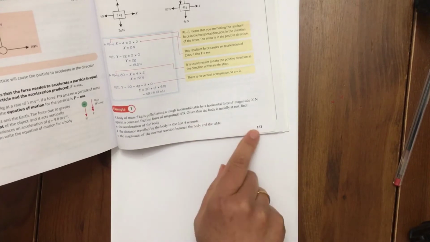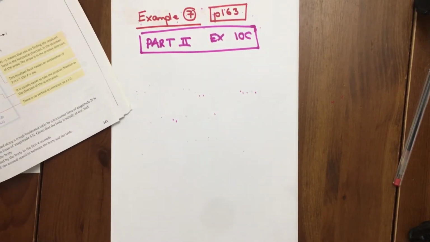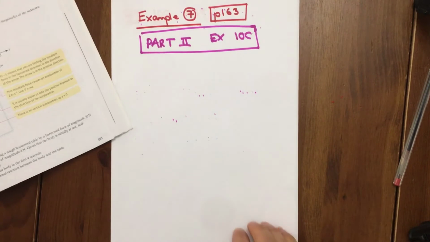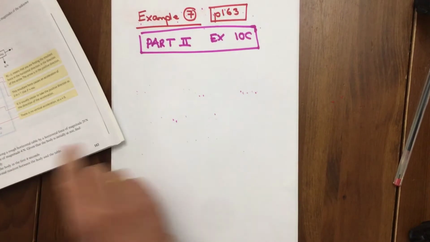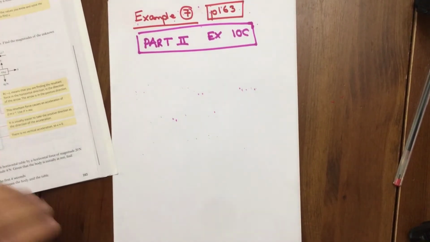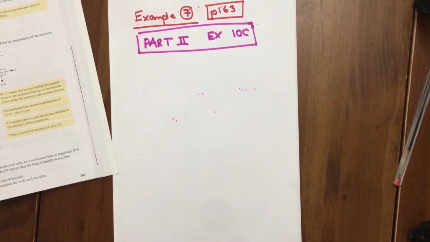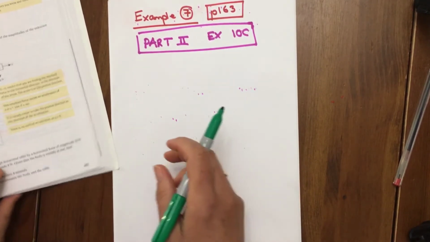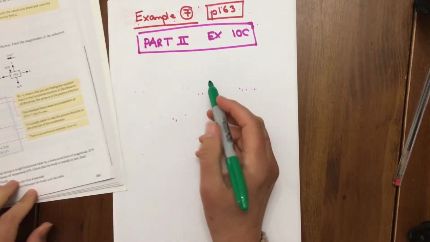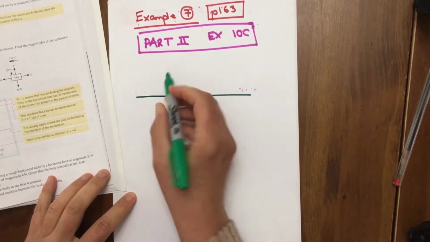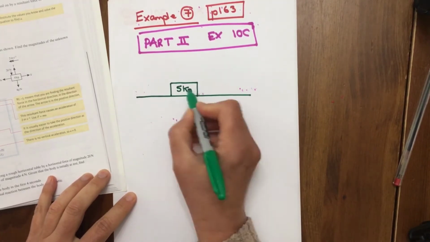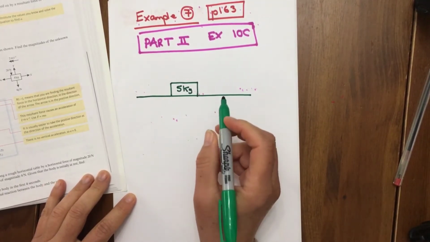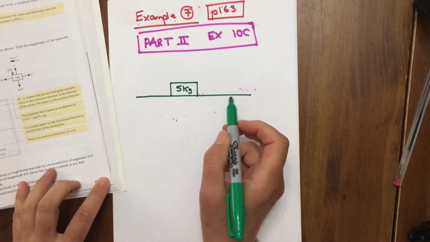And I'm first of all going to look at example 7 on page 163. Have that book opened up, please. Have a look at what it says in example 7. I'm going to do a sketch of the diagram for you now. So it says a body of mass 5 kilograms, just going to do that by a box, is pulled along a rough horizontal table.